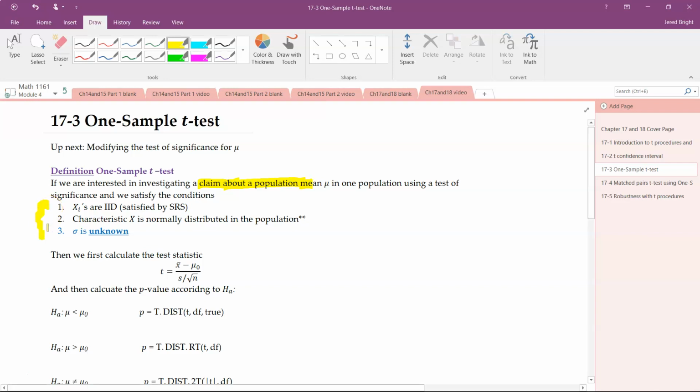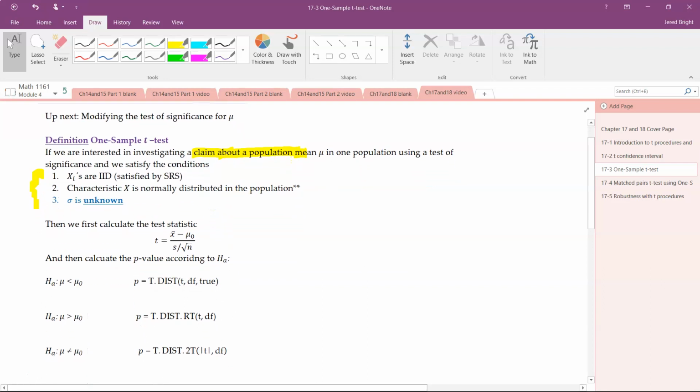And we still need to satisfy the general conditions for the t-test, right? So IID observations, characteristic is normally distributed, and then sigma is unknown. And then the thing that changes primarily is just the test statistic. From a Z test statistic to a T test statistic, the only thing that really changes is that population standard deviation is unknown, so we use the sample standard deviation.